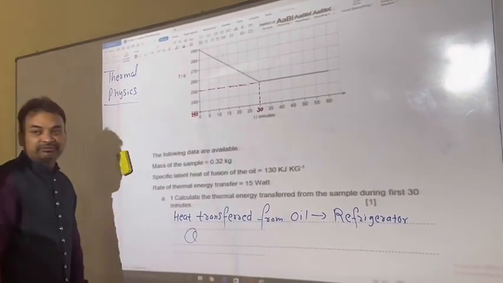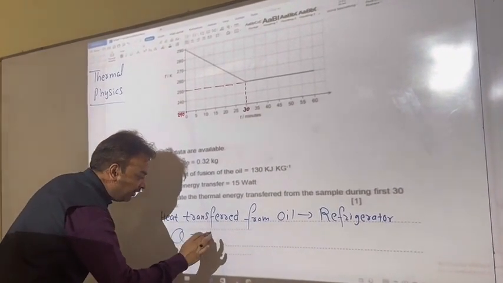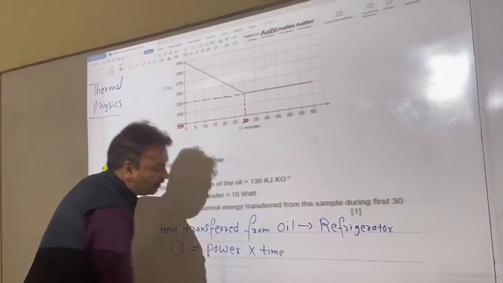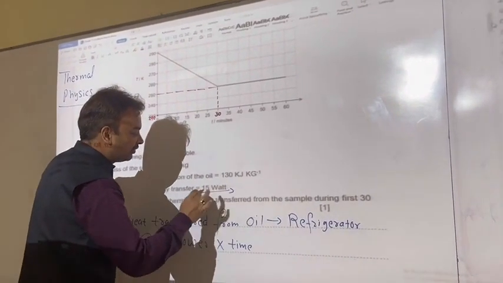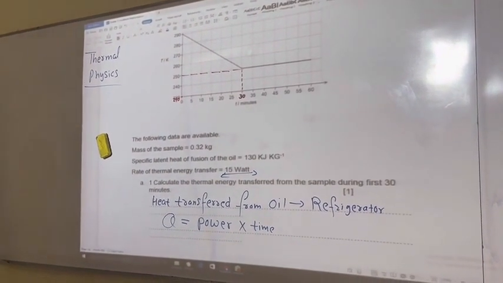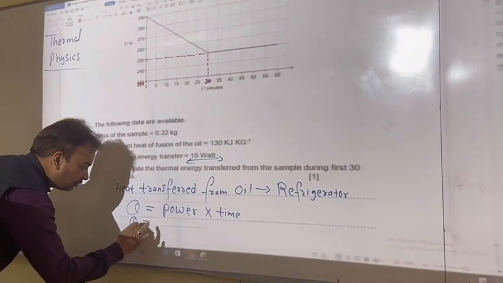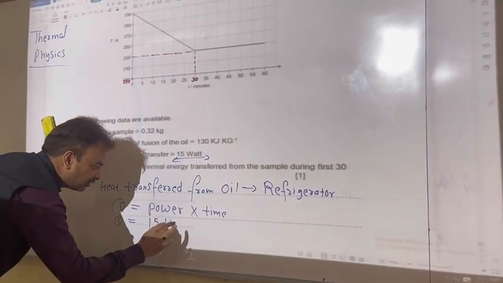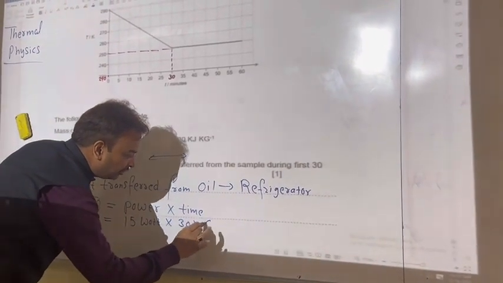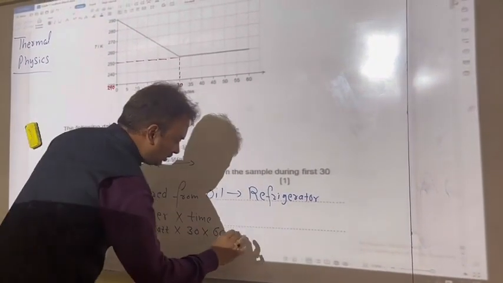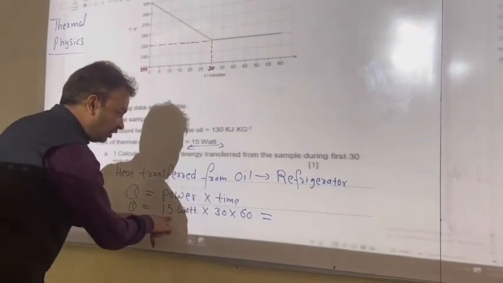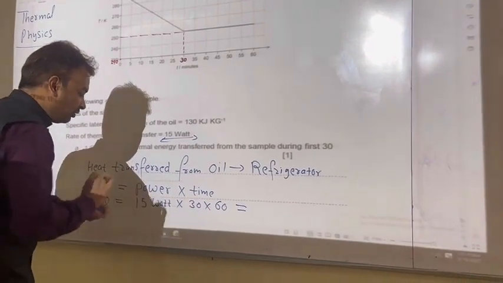Heat transfer, that is Q, is equal to power multiplied by time. Very easy formula, right? Power of the heater is 15 watts. Sorry, power of the refrigerator is 15 watt, and time is equal to 30 minutes, right? So Q is equal to 15 watt multiplied by 30 minutes, convert it into seconds. So this comes out to be equal to 15 multiplied by 6, 90, 90 multiplied by 3.